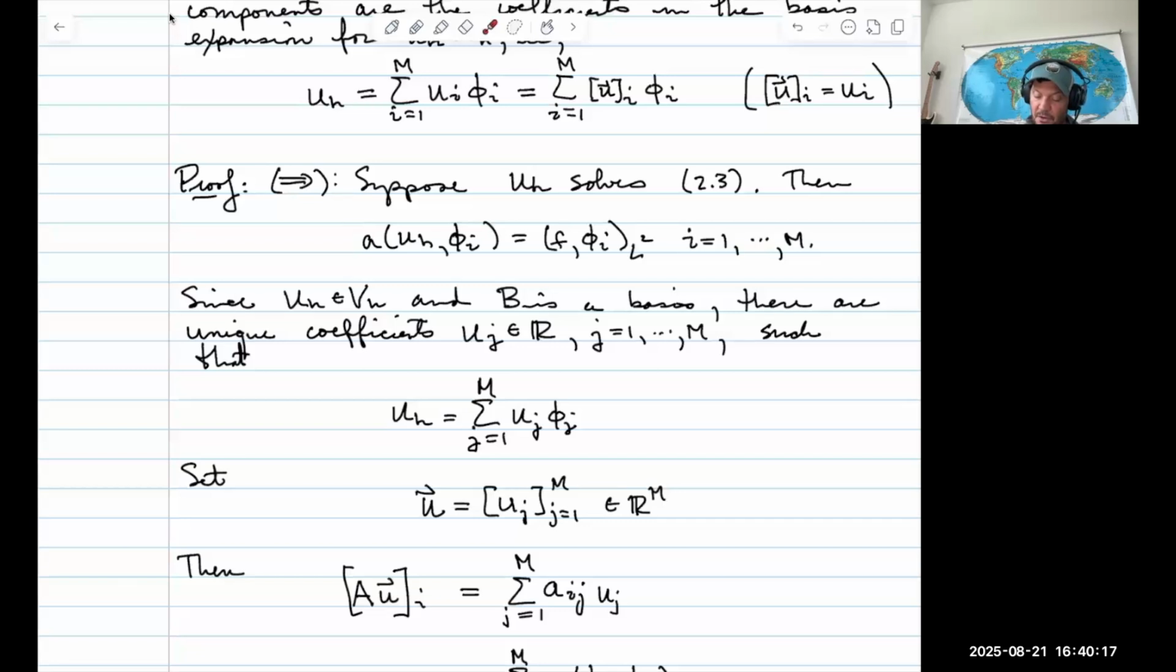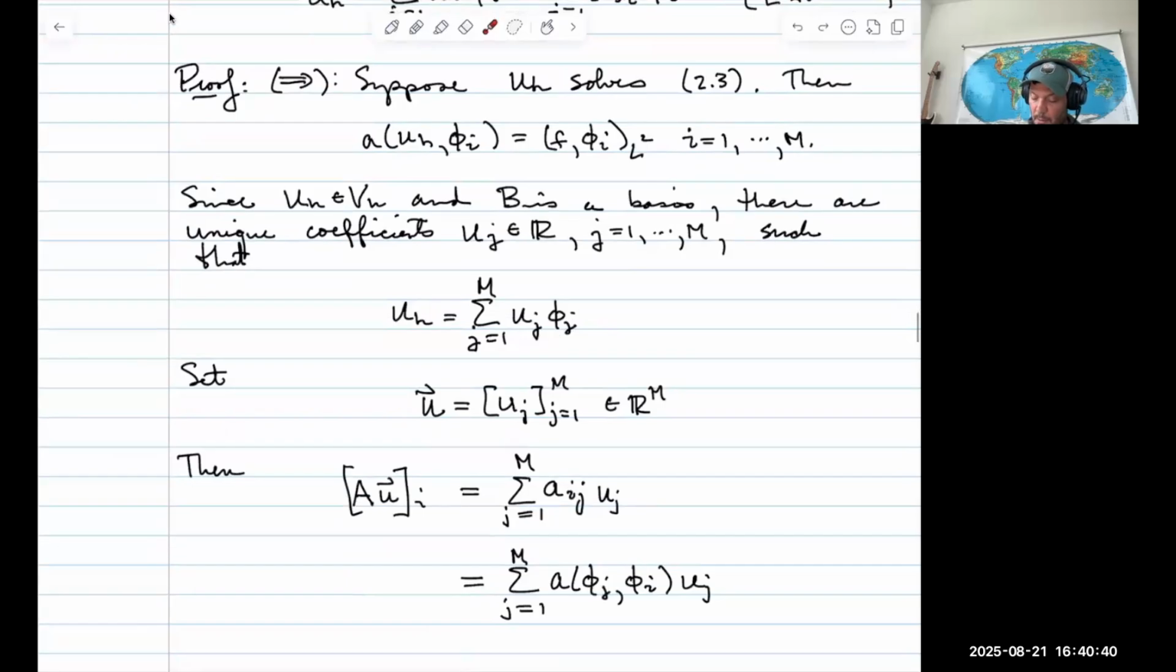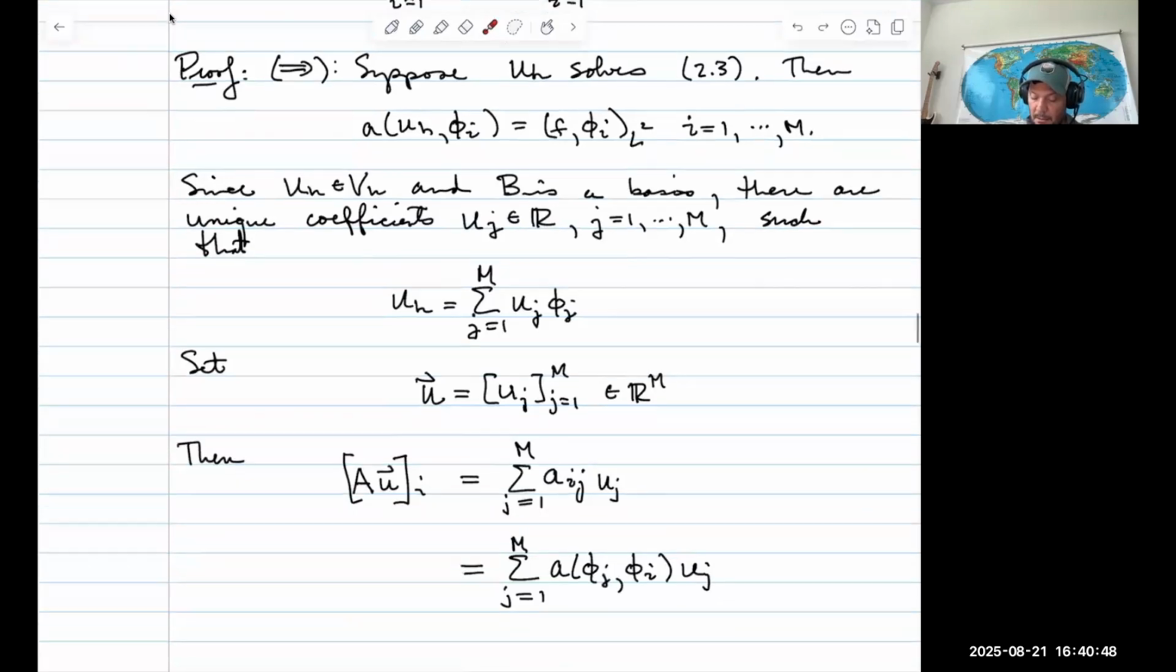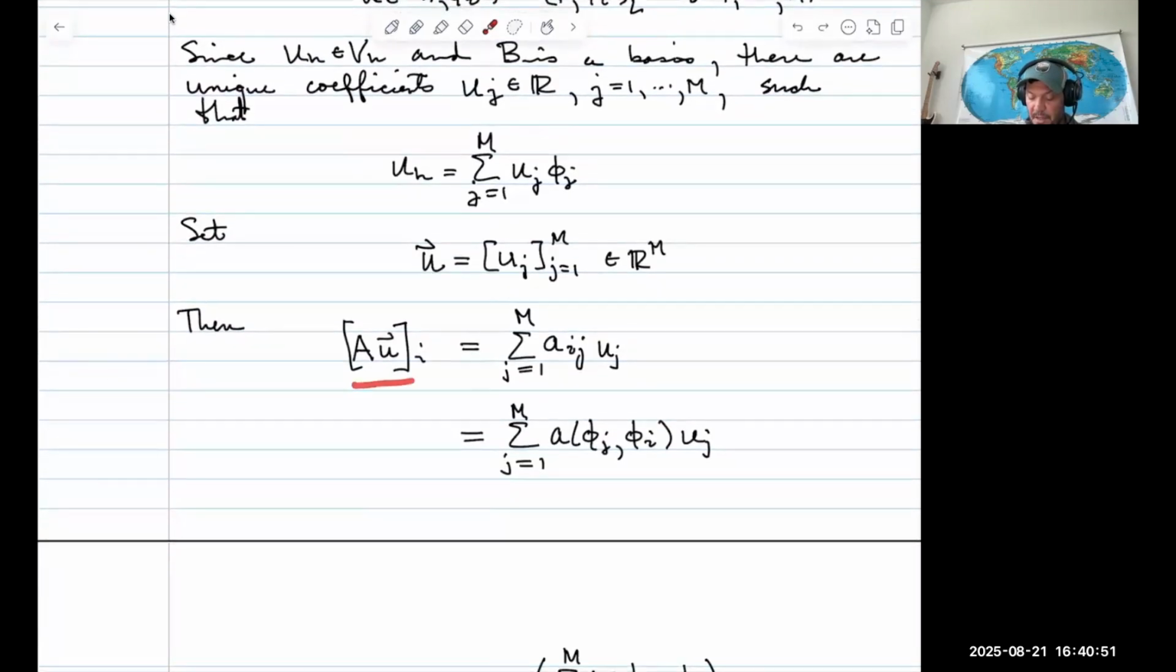Now, since u_h is in V_h and the phi_j form a basis, then there are unique coefficients u_j in R, right? They're real numbers, j equals 1 to M, such that u_h is equal to that basis expansion. So now I'm going to define the vector u to be equal to those coefficients. So I'm trying to go towards the matrix. Now, we want to show that this matrix vector product is equal to a vector.